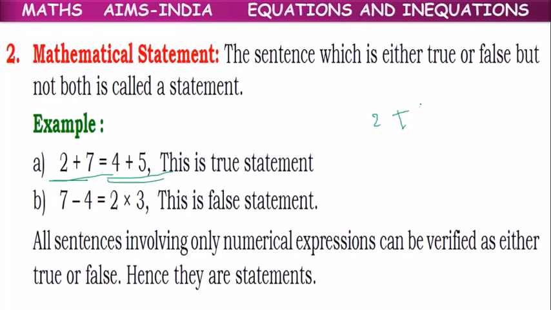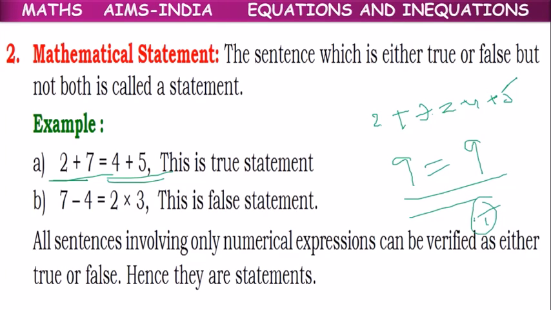Here, 2 plus 7 equal to 4 plus 5 is a mathematical sentence. 2 plus 7 equal to 9, 4 plus 5 equal to 9, 9 equal to 9. This is true. So this mathematical sentence is a true statement because we are able to tell that it is true.